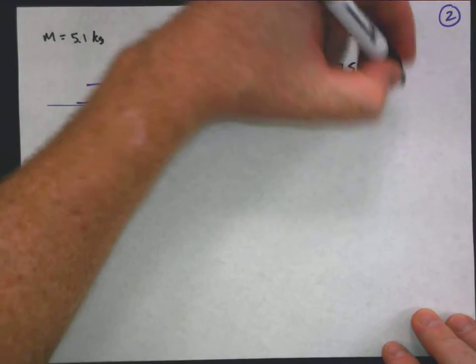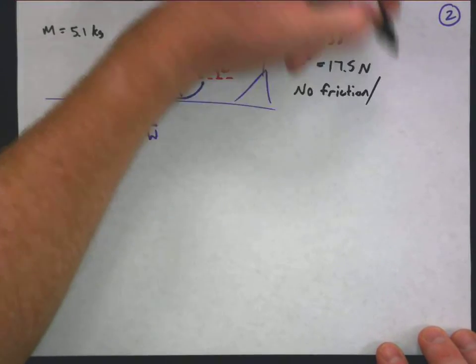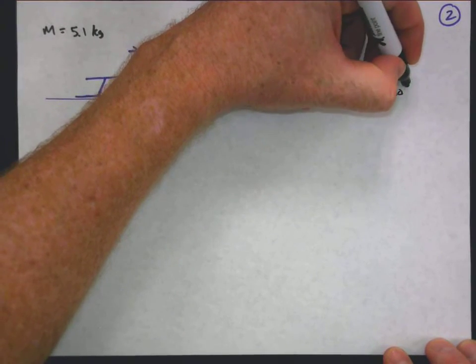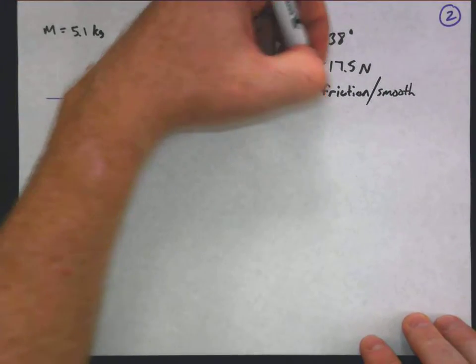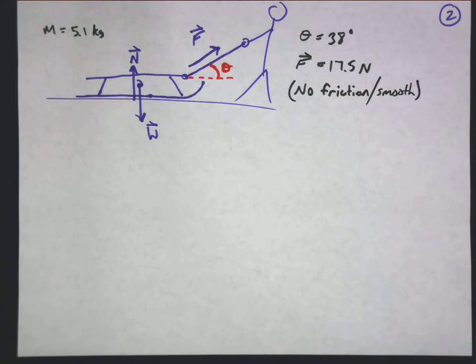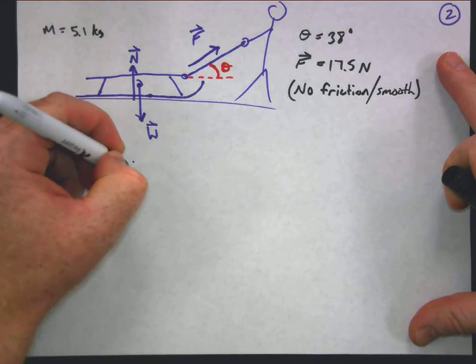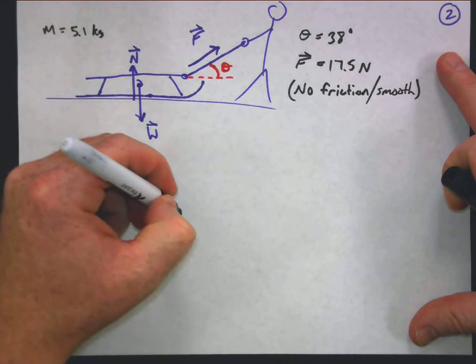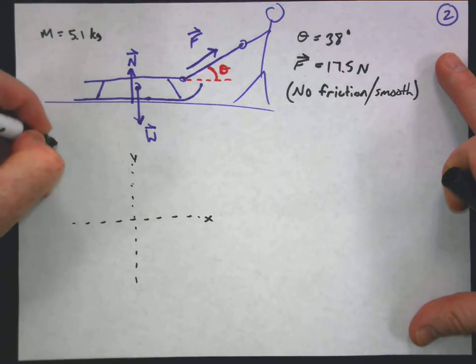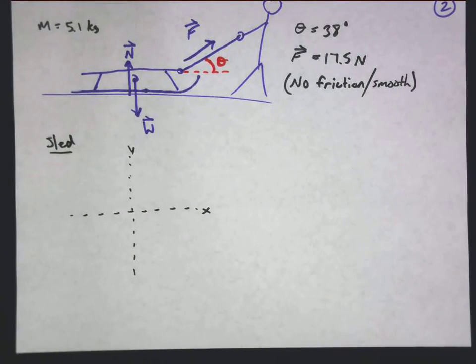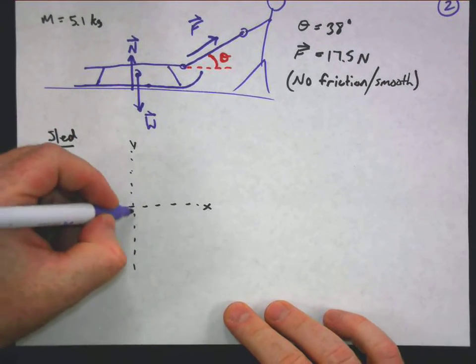Sometimes that no friction description is given to you directly. Sometimes you'll see the word smooth as a description, and when they say smooth, you can assume it's a frictionless, ideal surface. All right, so check this out. We need to make our free body diagram. So I'm going to do this first with coordinate axes. Let's do Y, let's do X. Still just concerned with the sled. Okay, now I'm going to draw in my weight. That hasn't changed.